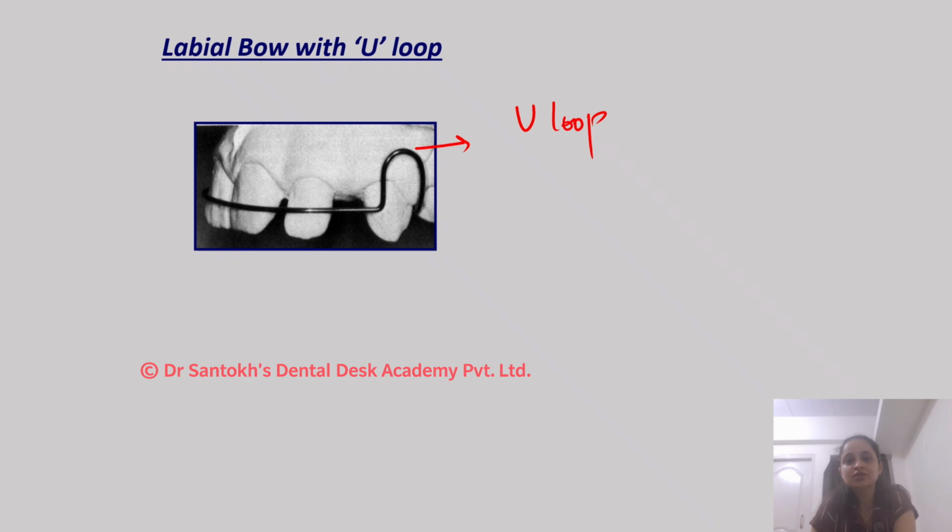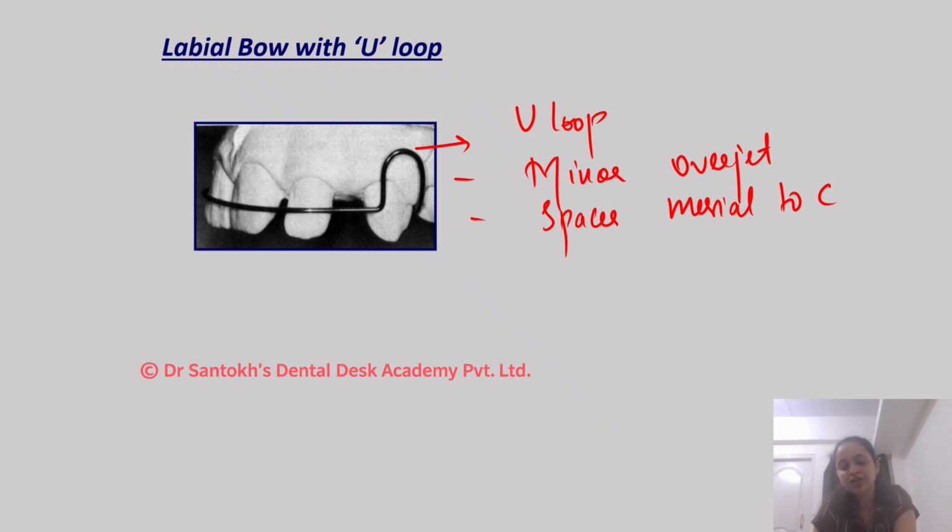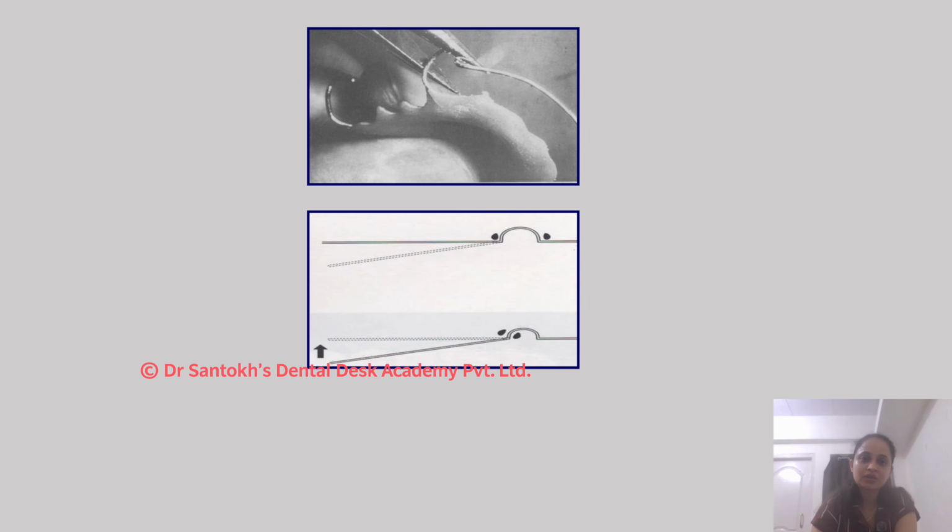So this is a U-loop type of labial bow, which is used to reduce the minor overjet, where the interdental spaces are present mesial to canine. So this is a short labial bow. Okay, so how will you activate this? We will activate it by compressing this U-loop. With pliers you will compress the U-loop and activate the labial bow.